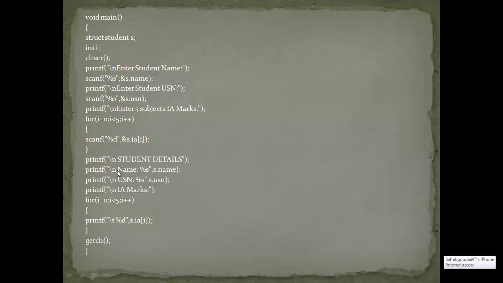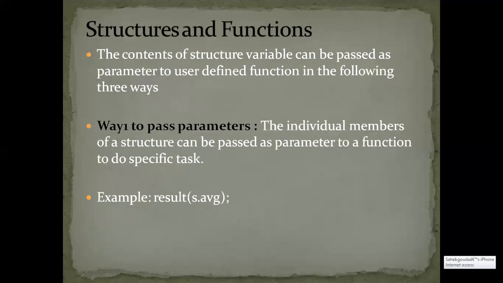Finally, I am going to display the student details, that is name, USN, IA marks. So I am supposed to read all the 5 IA marks. That is why I am going to use for loop once again. So this particular program reads and displays the student name, USN and 5 subject IA marks using the structure concept.